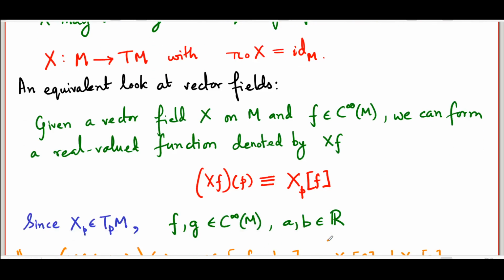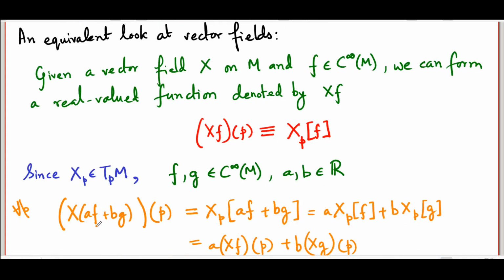The first thing that we see is linearity. That is, if f and g are C infinity M functions and a and b are real numbers, then X acting on af plus bg. Let's take a look at what this function is. And once again, to figure out what a function is, you have to tell me what it does to every point on the manifold. So let's take a look at X acting on af plus bg. This thing in this bracket is a function, and you have supplied p, an element of its domain, to it. This is a perfectly arbitrary element.